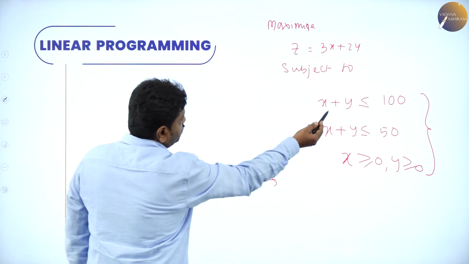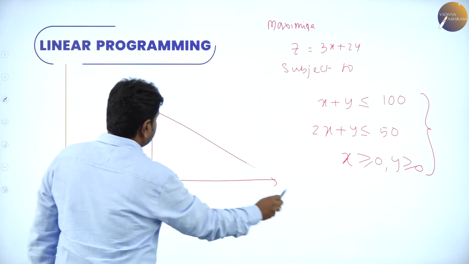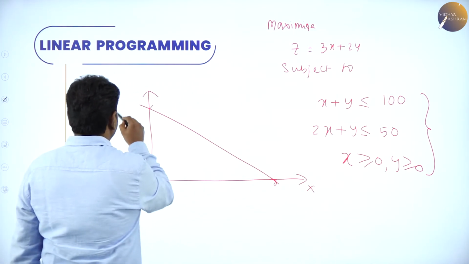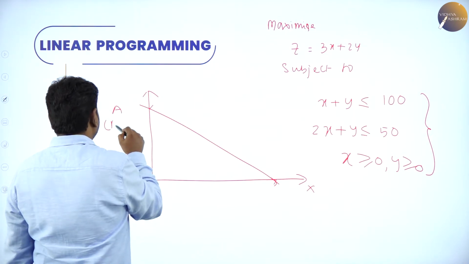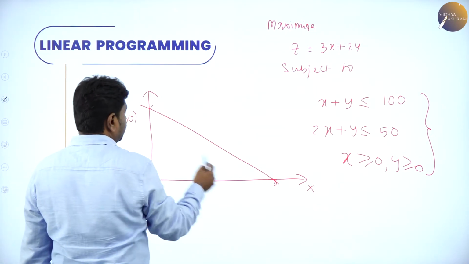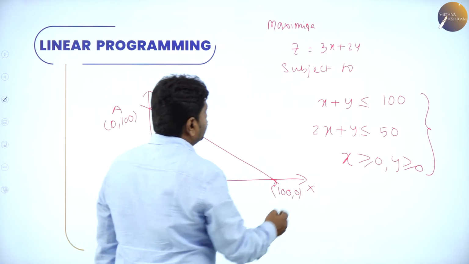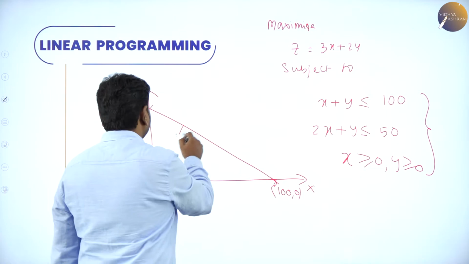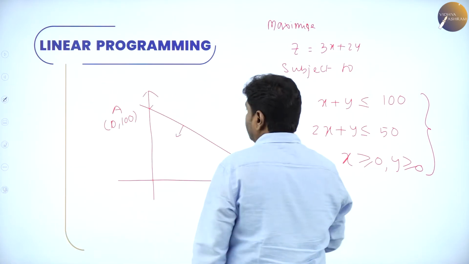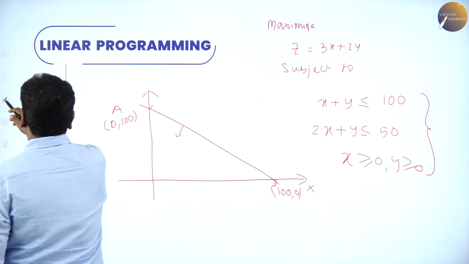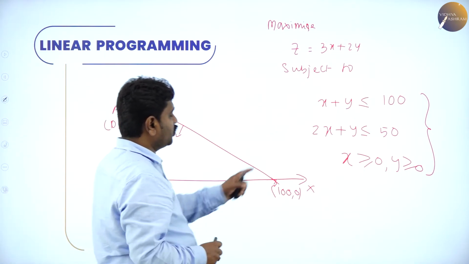First line x plus y less than or equal to 100 means it cuts the x-axis and y-axis at 100. So this gives point A (0, 100), and one more you will get (100, 0). This is one line, and shading of less than means I should shade down, whatever you studied in inequalities in first year PUC. Another line I need to draw: 2x plus y.